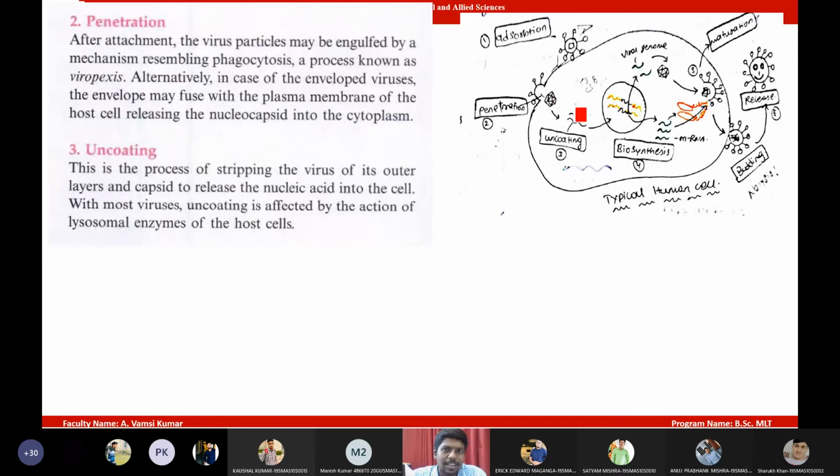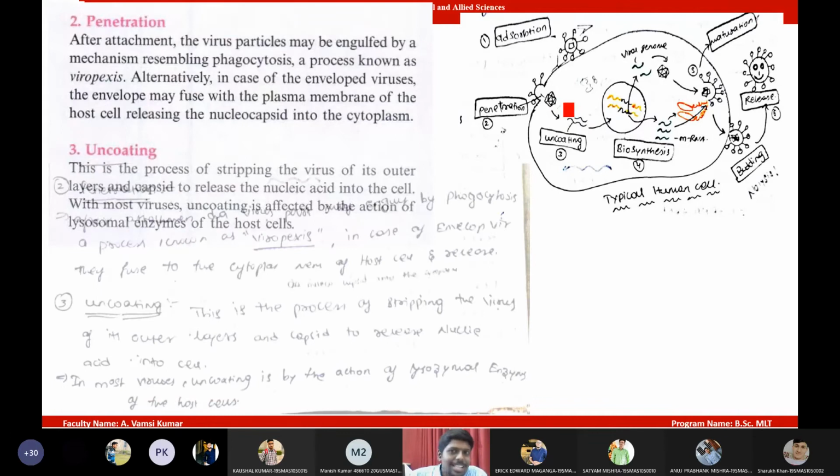After penetrating, the virus will remove the coat of the capsid, and removing this outer coat of the capsid is called uncoating. Uncoating is the process of stripping the virus's outer membranes, so the viral nucleic acid or DNA will be released into the cell. So this particular stage is called uncoating. The third stage is uncoating.